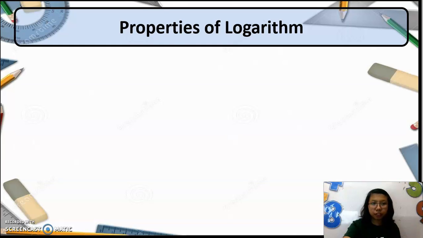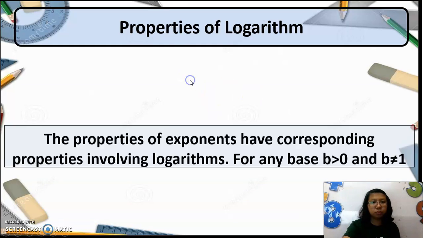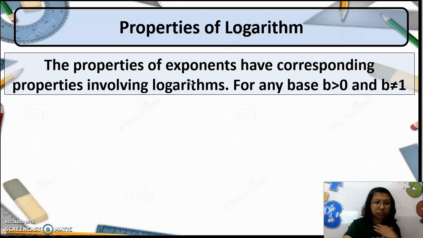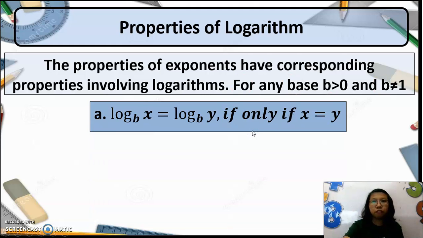Okay, so let's have the different properties of logarithm. The properties of exponents have corresponding properties involving logarithms. So for any base b, where b is greater than 0 but b is not equal to 1, let's have the different properties. Letter A, logarithm of x to the base of b is equal to the logarithm of y to the base of b if and only if x is equal to y.